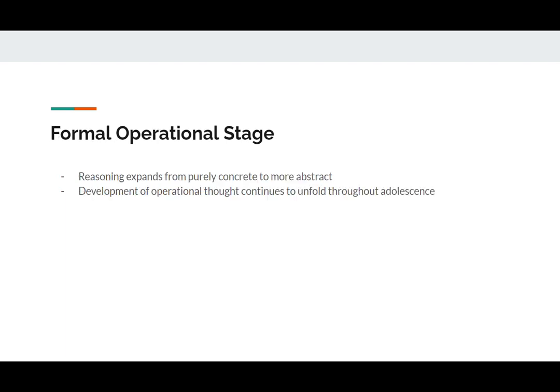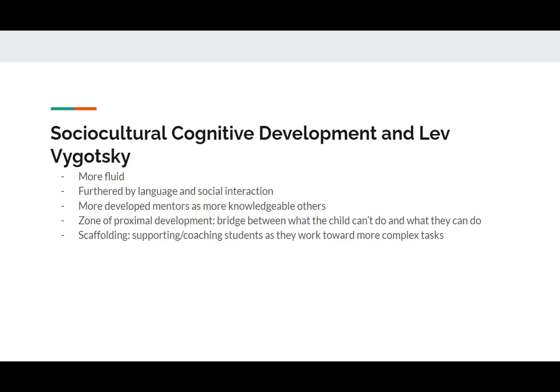The final stage here is the formal operational stage. Around age 12, reasoning expands from purely concrete to more abstract. This development of operational thought continues to unfold throughout adolescence. Children learn to infer and deduce based on their ability to reason, even if these concepts are not totally concrete at first. Now is the cognitive development series from Lev Vygotsky.